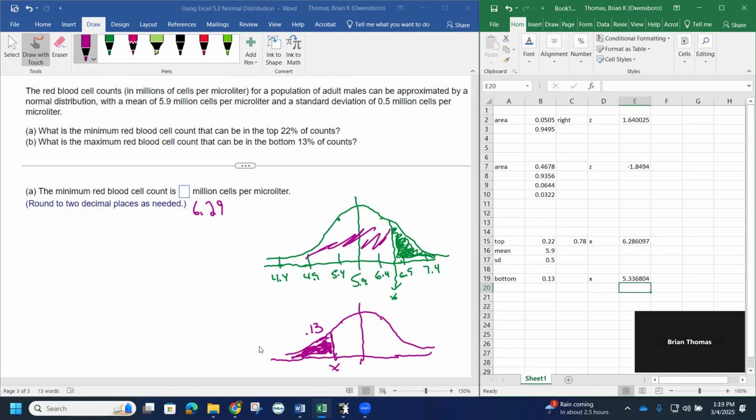If I round to two decimal places, it looks like we're going to be 5.34. So 5.34 million cells per microliter. So that's how we can use Excel to do this. But notice again, just like the calculator, we have to have the area to the left to make these all work.